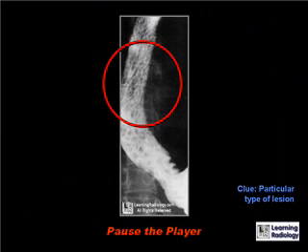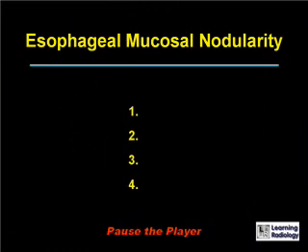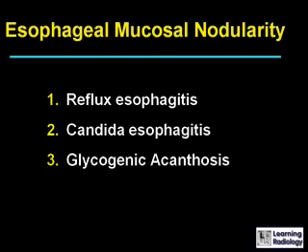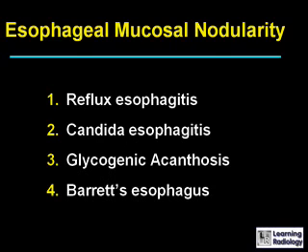This is the next differential diagnosis. The differential diagnosis is for esophageal mucosal nodularity. There are 4 causes. The 4 causes of esophageal mucosal nodularity are reflux esophagitis, candida esophagitis, glycogenic acanthosis, and Barrett's esophagus.